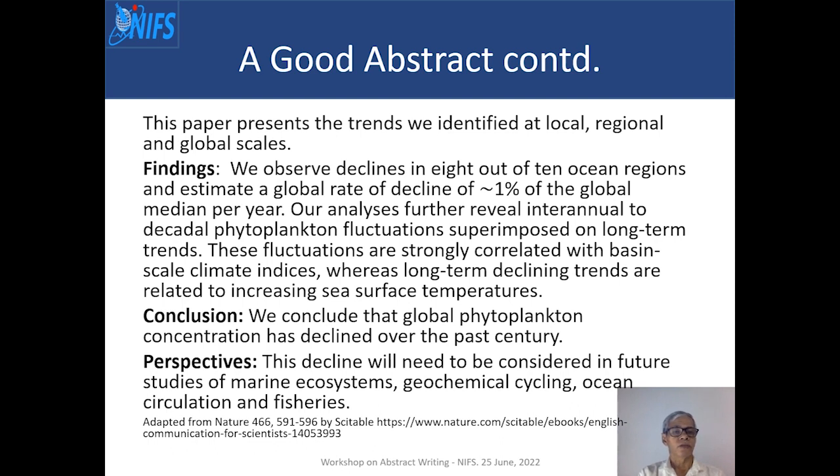So these fluctuations are strongly correlated with basin scale climate indices, whereas long-term declining trends are related to increasing sea surface temperatures. So in other words, global warming was increasing the sea surface temperature, which in turn was leading to a decline in the phytoplankton biomass. Therefore, the authors from this study concluded that the global phytoplankton concentration has declined over the past century.